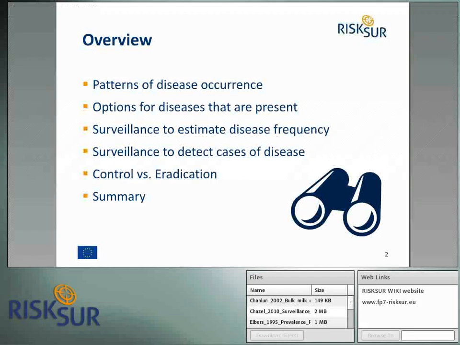In this module, you will be guided through some topics, namely, what are the patterns of disease occurrence, what are the surveillance options when a disease is present in an animal population in a given area, what are the surveillance strategies when the primary objective is to estimate disease frequency and when the objective is to detect cases of disease, implication of controls versus eradication, and finally, a brief summary of the key concepts.